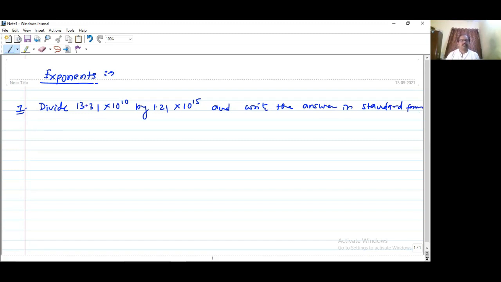So how to get it? First, we need to divide 13.31 into 10 raised to 10 by 1.21 into 10 raised to 15. First we'll remove the decimal part and write it in multiples of 10. So 13.31 into 10 raised to 10 can be written in integer form by moving the decimal two places to the right, so that the decimal part is removed and it converts to an integer.